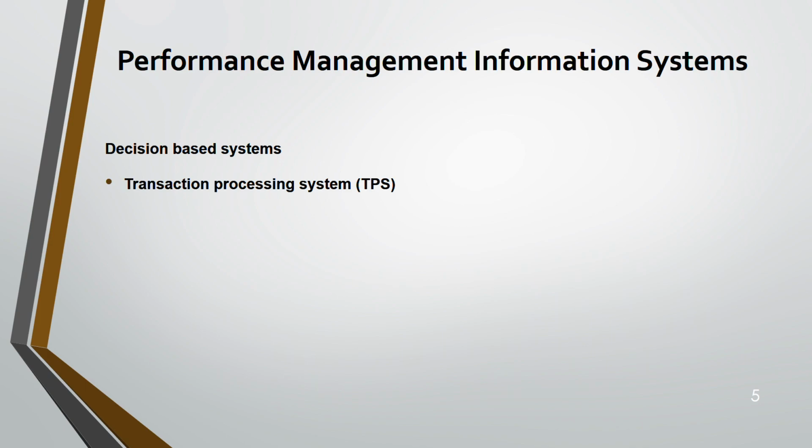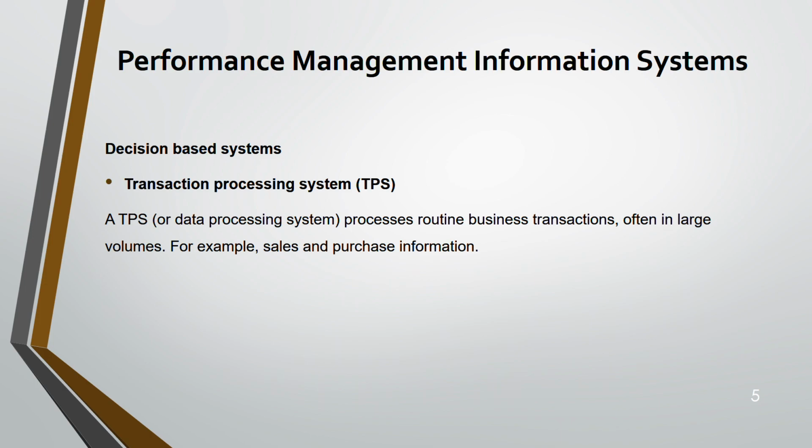Third one, transaction processing system. This is the one which is used at the lowest level, that is the operational level, operational control. They use transaction processing system, TPS. Here, they process all the routine business transactions. It happens daily. You can also name it as DPS, data processing system, because this data is often in large volumes. For example, your sales and purchase information.